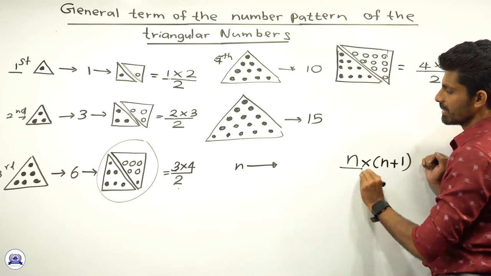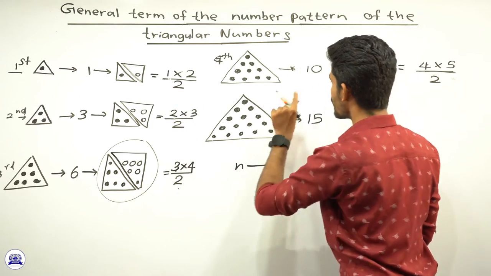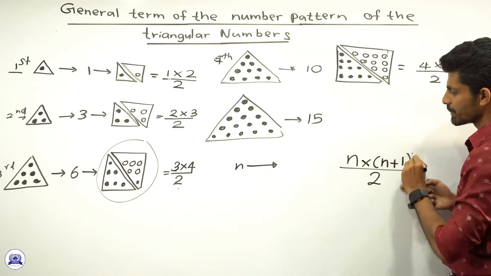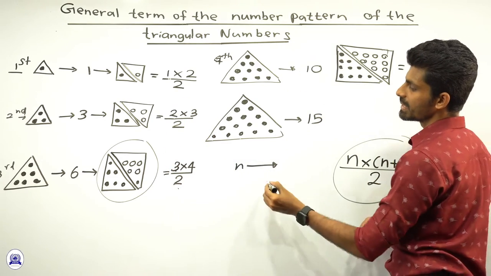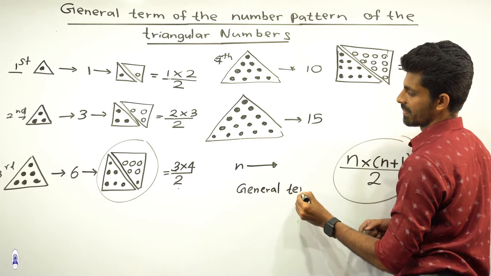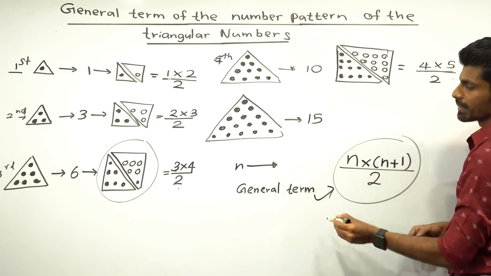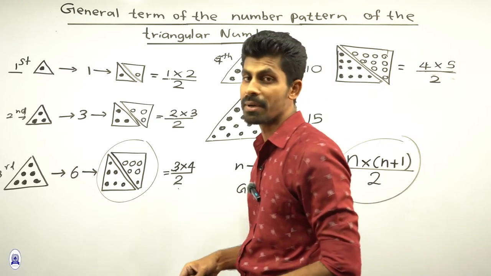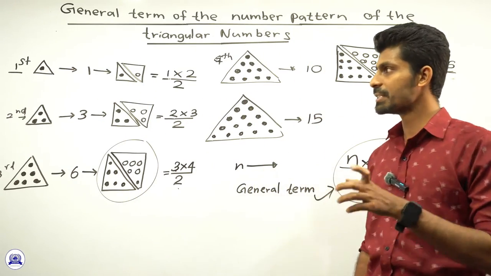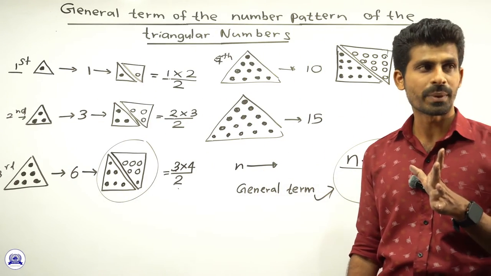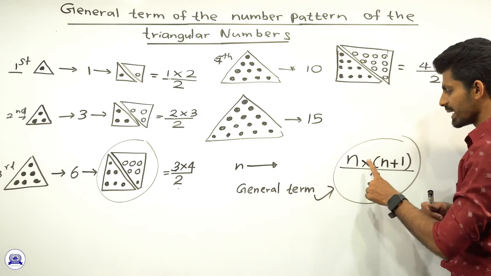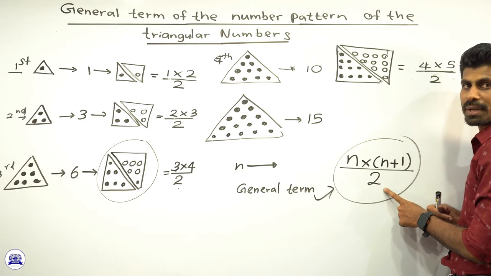n plus 1. Now you can see division by 2 is all over there, right? Here, here, here, here. And you can put that one here. So this will be the general term of the triangular numbers. That one is a little bit hard, but you can understand it, right? General term equals n times n plus 1 divided by 2.